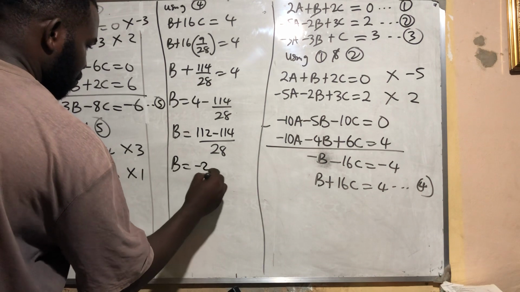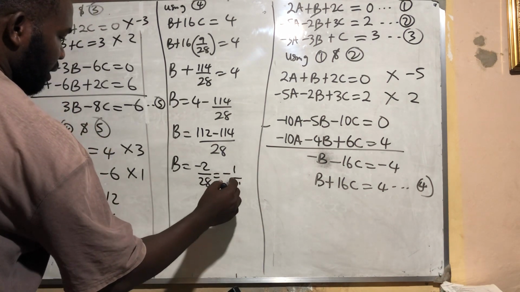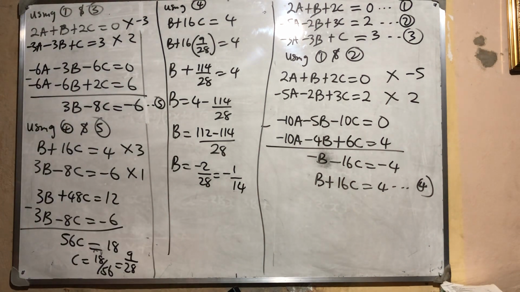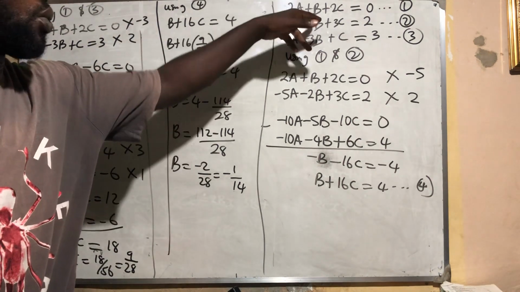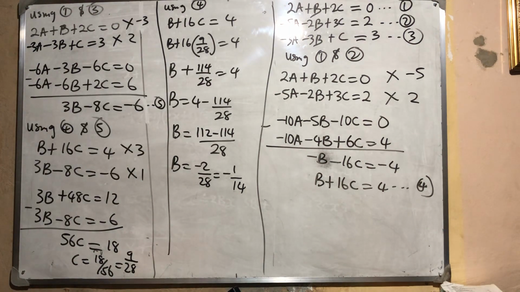So minus 2 over 28, which is what? Minus 1 over 14. Minus 1 over 14. So I've gotten my b. So what do we do now? You will now carry your c and b and substitute in either equation 1, 2, 3 to get your a. And that is the last thing.